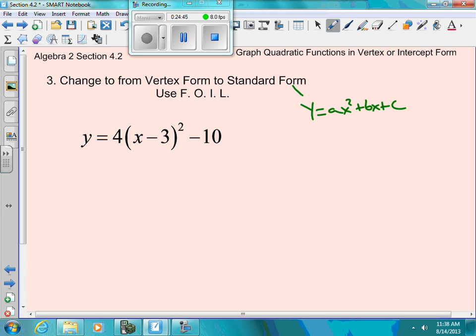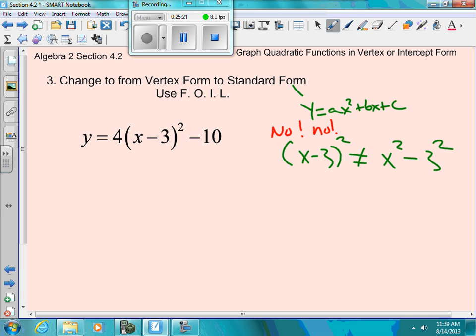First of all, before we can use FOIL, we have to decide what does x minus 3 squared mean? Well, x minus 3 squared does not mean x squared minus 3 squared. I know some of you were thinking that, but that is not what it means. Okay? So let's just put that off to the side. That's not what we're doing. So if you think that's true, this is a big no.